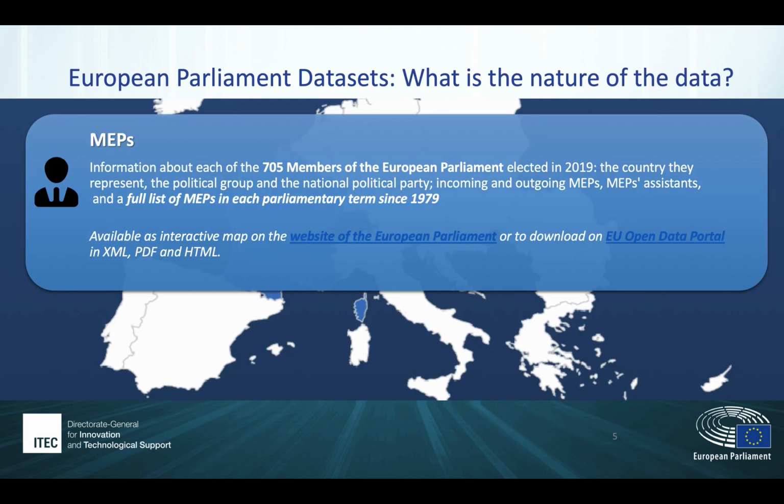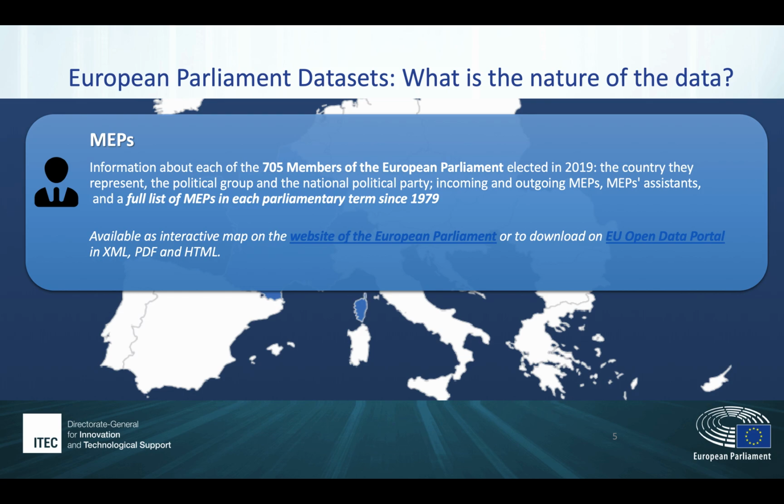Now, moving to the next page, probably the most popular data set we currently have in the EU Open Data Portal is about the members of the European Parliament. It's sort of a high-level data set, I would say. It contains various information about them, the country they represent, the political group, the national political party.